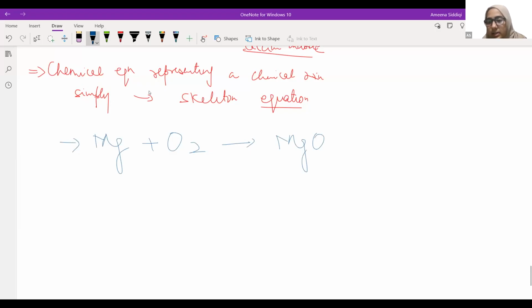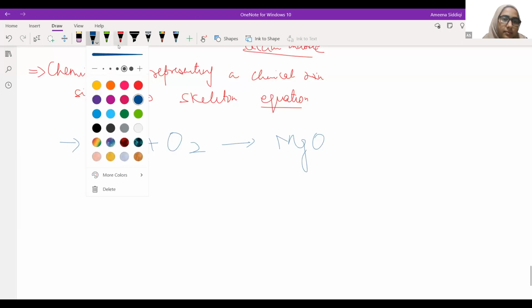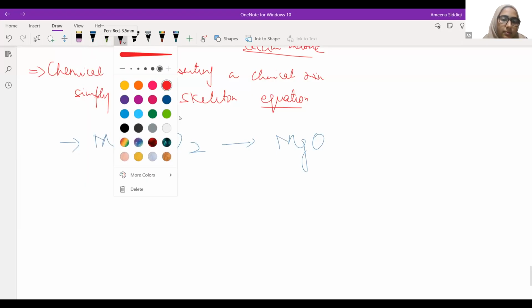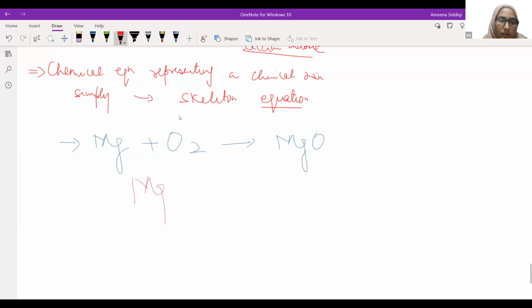Is it visible, Afri? Yes. Teacher, it's a bit light. Right, it's a bit light. Is it fine now? Yes. Okay. So this is magnesium oxide.